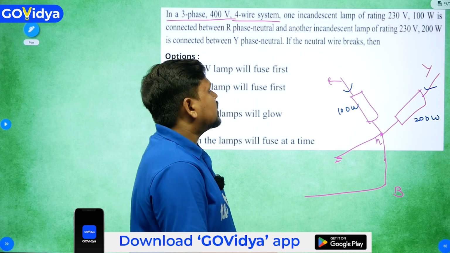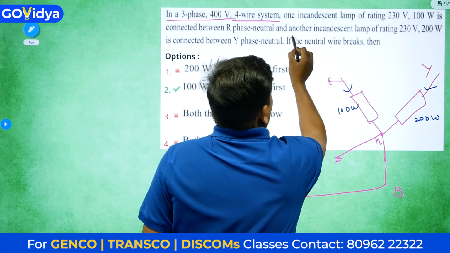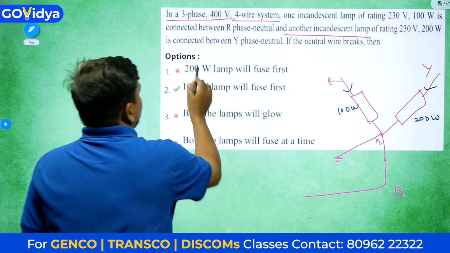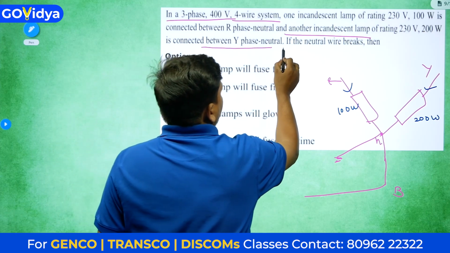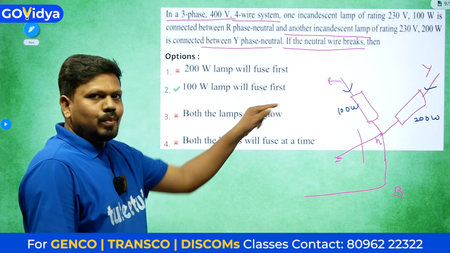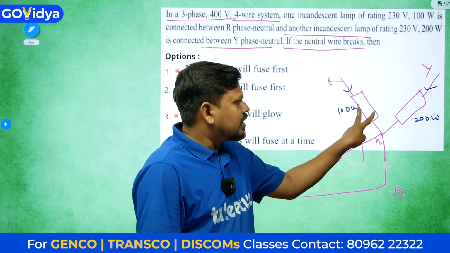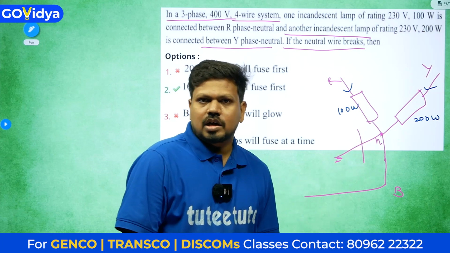Here, what they have mentioned is another incandescent bulb rating connected between Y phase and neutral. If the neutral wire breaks, then some current will be distributed between the other two phases. Whatever loads are there, extra current will be flowing through them.